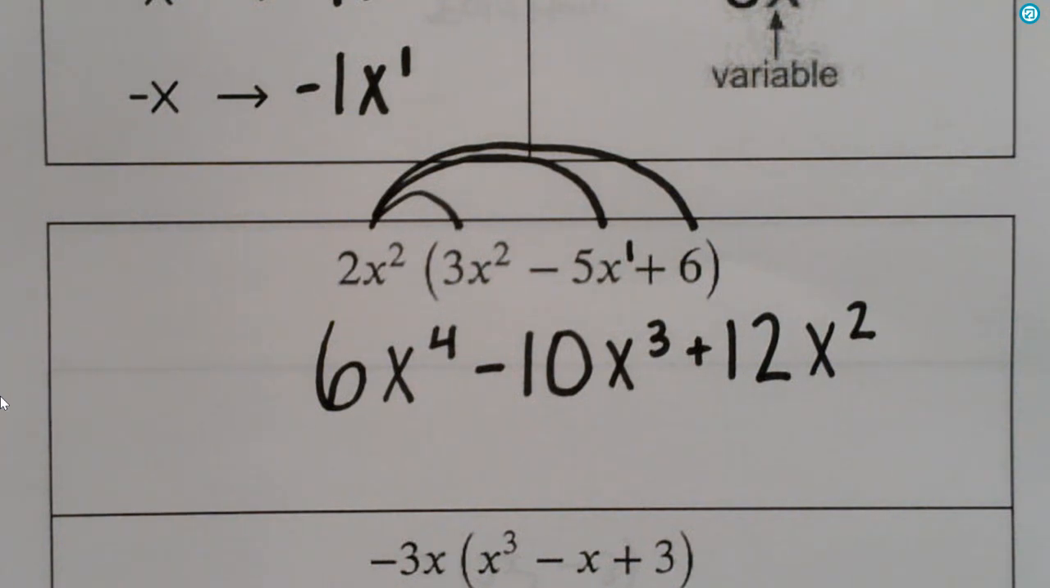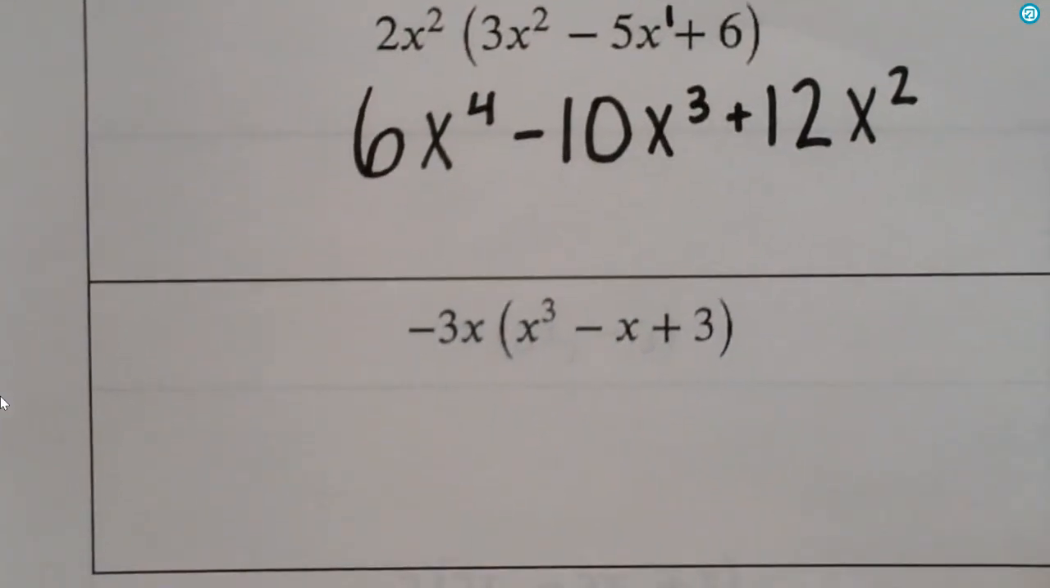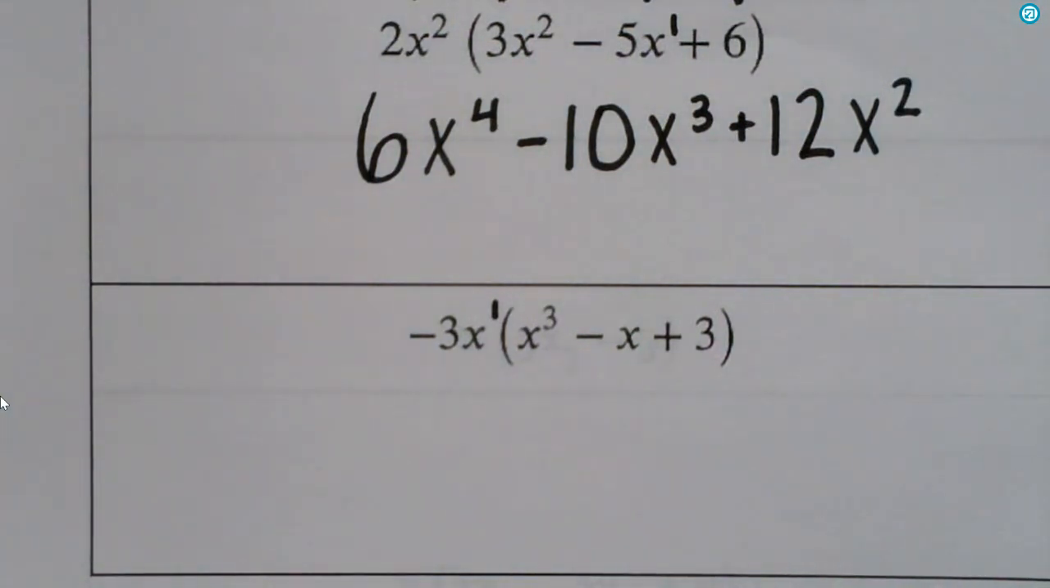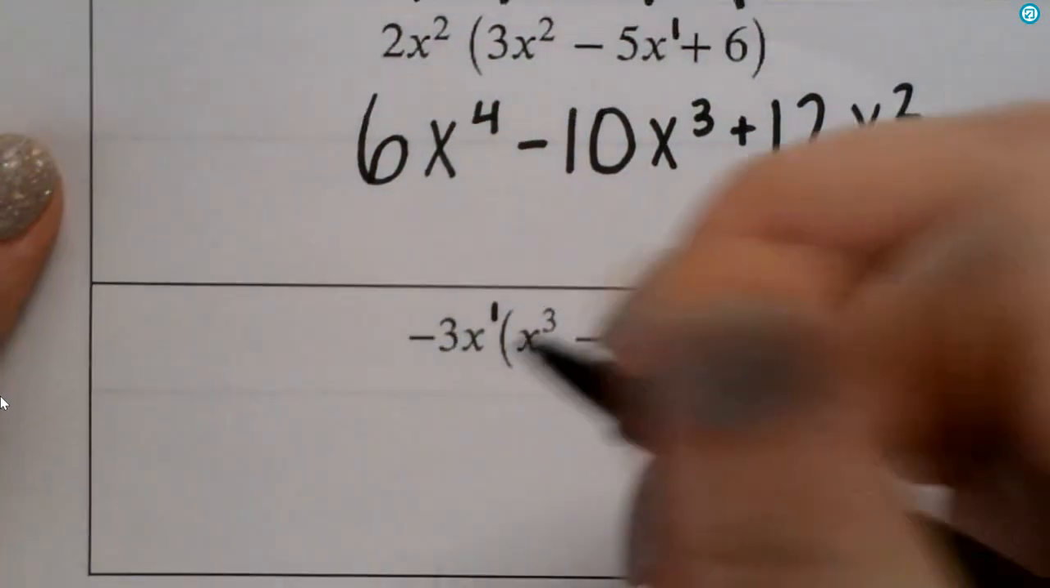Then let's look at the next one. So the next one, we have negative 3x. I'm going to make that negative 3x to the first. Times x cubed. I'm going to make that 1x cubed.